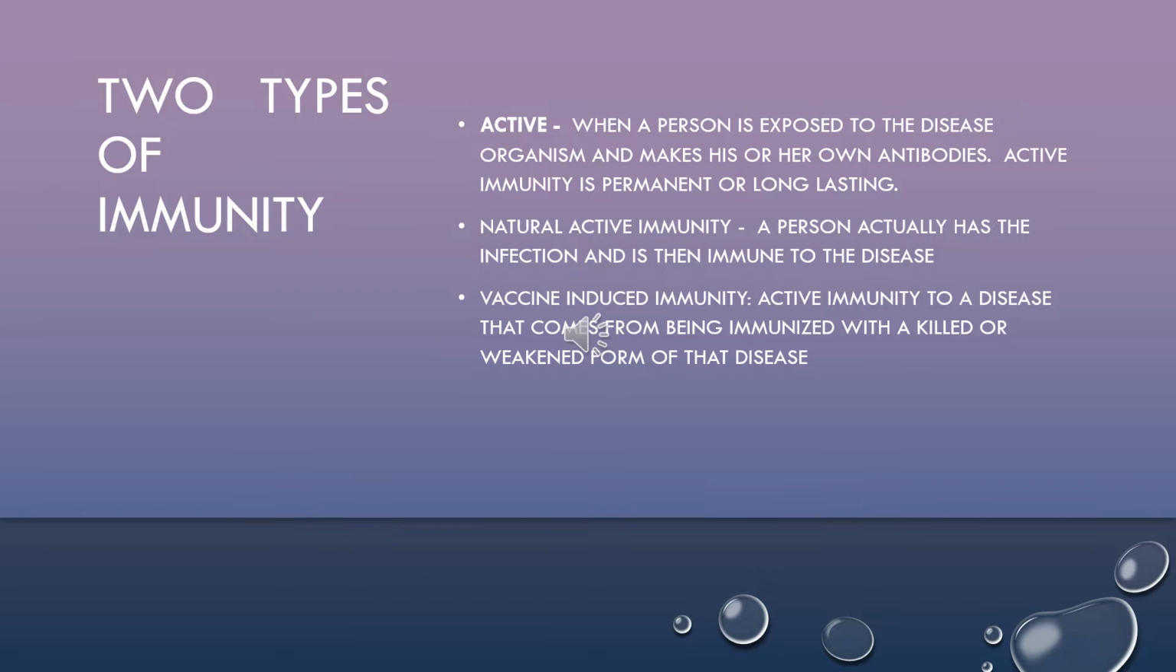And then we have vaccine-induced immunity, where, again, you're given either a portion of it or something to mimic that particular virus, and the body then actively makes those antibodies. So you have active immunity to a disease that comes from being immunized with a killed or weakened form of a disease. Again, it's just like getting sick, but they give it to you in injection form. Your body recognizes, hey, this is not normal.